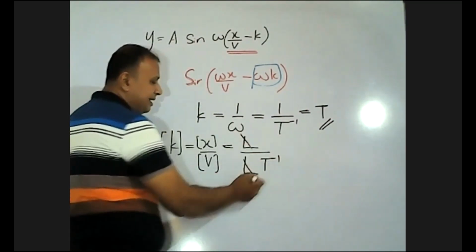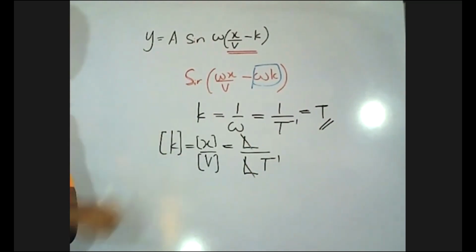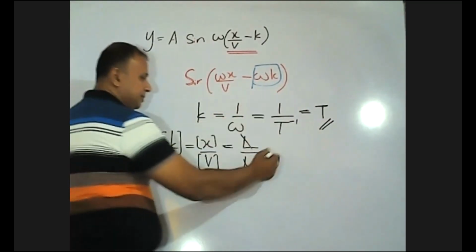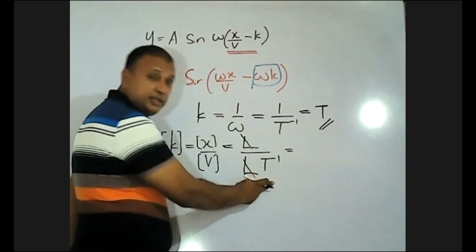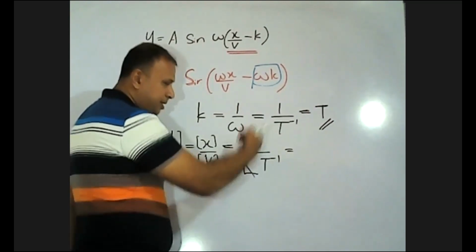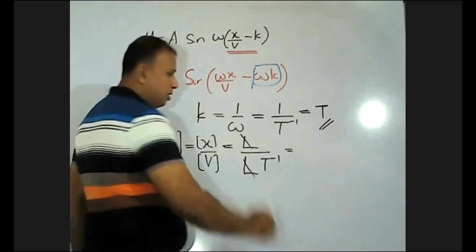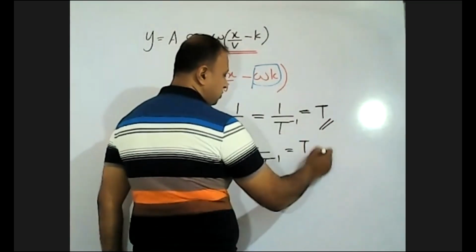So L to L will be cancelled out. Then we will have the same answer. T minus 1 in the denominator. So if I bring that to the numerator, it will be plus 1.